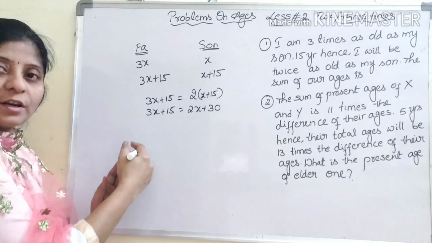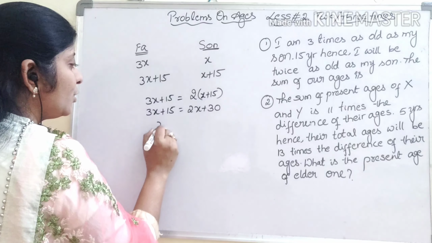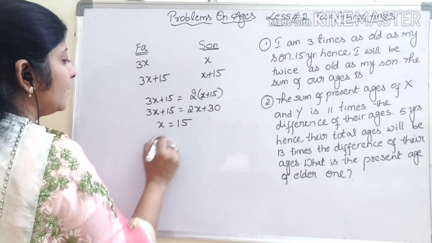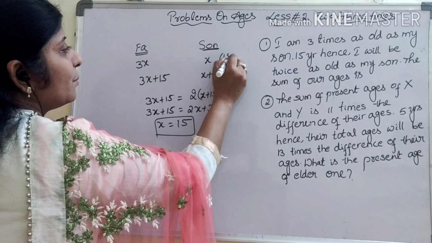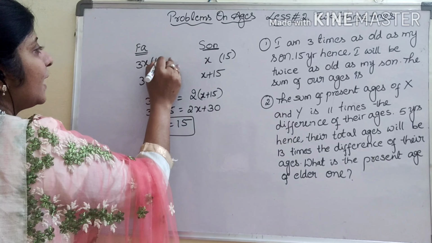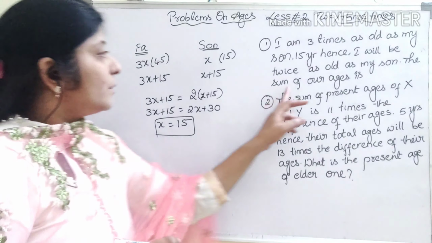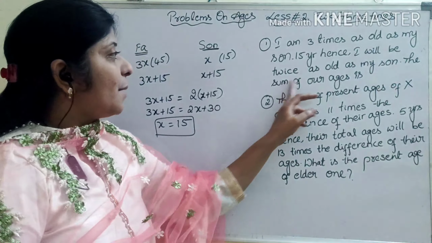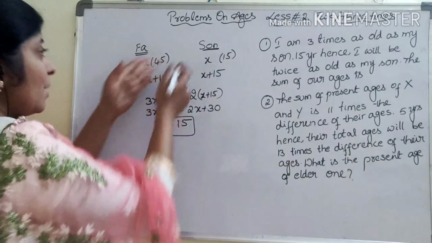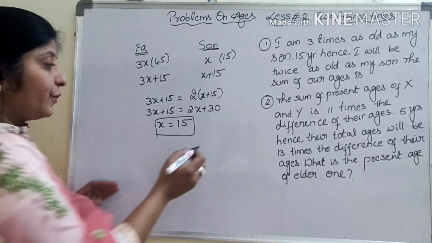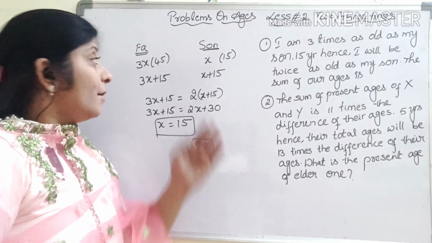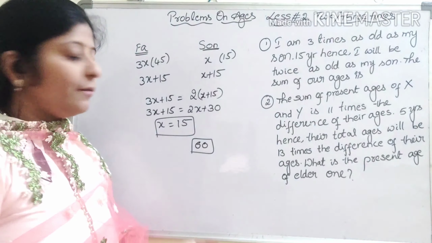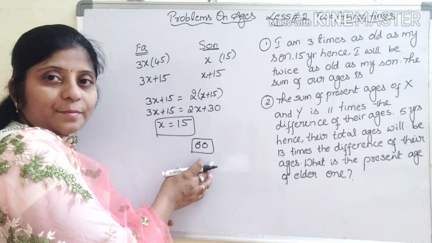So let us take x terms and constant terms. Then you will get x equal to 15. So we got the x value 15. That means son's age will be 15 and father's age will be 45. He asked for the sum of our ages. The sum of our ages, 45 plus 15, gives us 60 years. The sum of father and son will be 60 years.